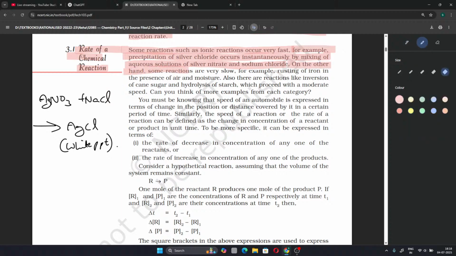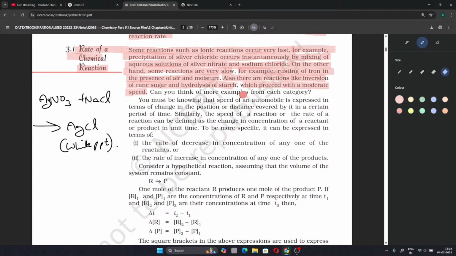On the other hand, some reactions are very slow. For example, rusting of iron in the presence of air and moisture. Also, there are reactions like inversion of cane sugar and hydrolysis of starch, which proceed with a moderate speed. Reactions can be very slow, as I said, like diamond turning into graphite, or rusting of iron in the presence of air and moisture. This is also corrosion of iron. Basically, these are very slow processes which take many months, years. Other reactions can take a few minutes, a few hours, it depends.